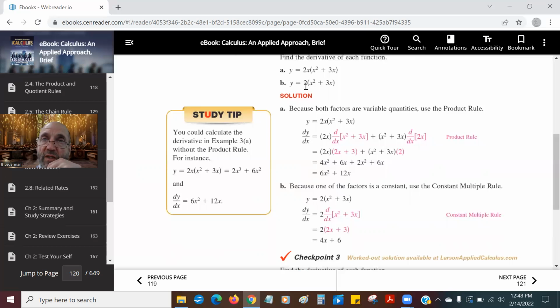Now, the next one is just plain 2 times that same parenthesis, and that's just going to be using the constant multiple rule. It's just going to be 2 times the derivative of the parenthesis, and that's going to be 2 times 2x plus 3, which is 4x plus 6. Pow, that's it, done. And what a difference an x makes.